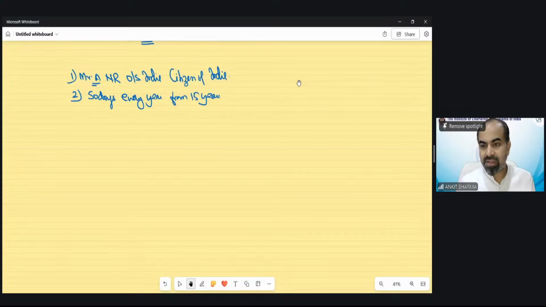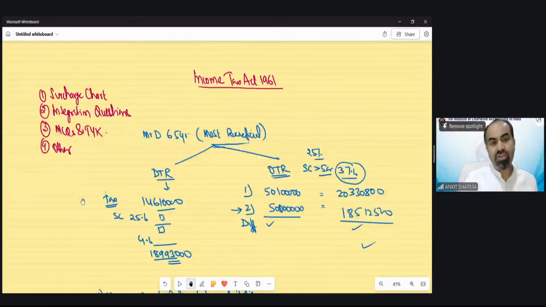Arju is saying that in the study material there is an explanation regarding surcharge that includes dividend income and capital gain. Exactly, so that is exactly what I have written. You can see the surcharge chart we are going to discuss today. In that surcharge chart, that problem is going to be discussed. Okay.